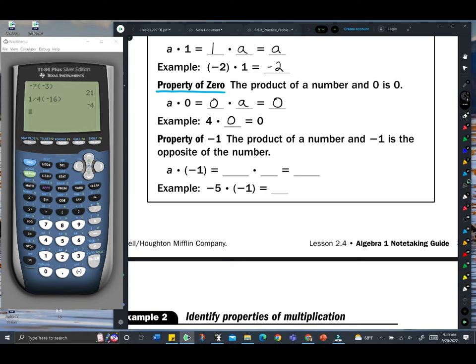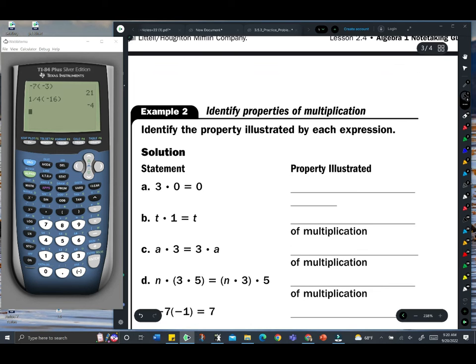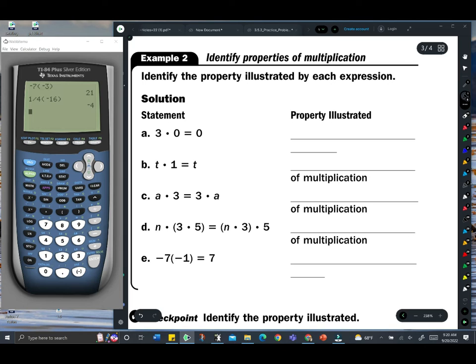And the property of negative 1: the product of a number and negative 1 is the opposite of the number. So it's pretty simple. If you ever want to change a negative to a positive, it just flips. So negative 5 times negative 1 is positive 5. Flips.